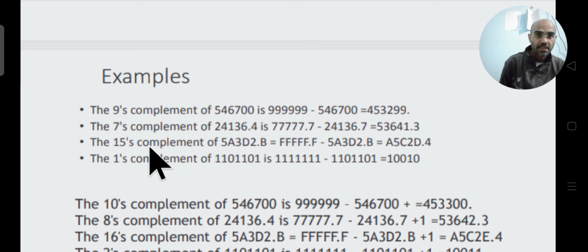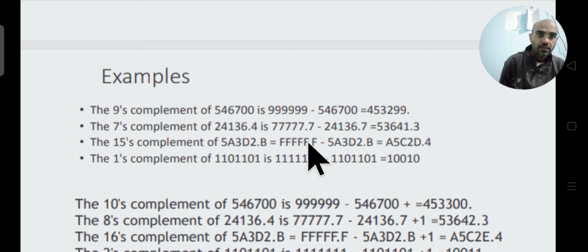So let me explain this. The 15's complement of a number, 5A3D.2B. If we want the 15's complement of this number, we will subtract this number from FFFF.FF. We'll subtract the given number from all F's point F. So then let's see what we get.